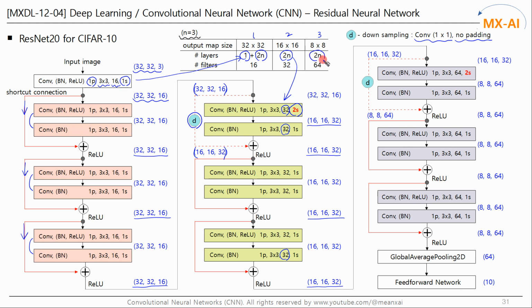In this way, we construct the third set of layers, and then we do global average pooling. Finally, the feed-forward network classifies the input image into 10 categories. Excluding the global average pooling layer, there are a total of 20 layers with trainable parameters represented by squares. This is the ResNet20 model for CIFAR10 image classification.